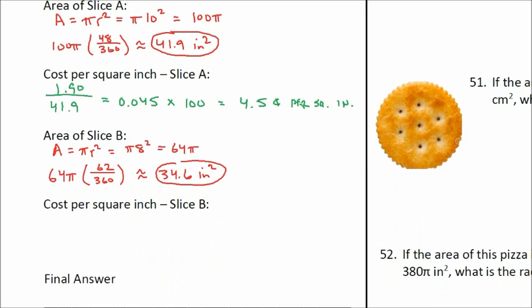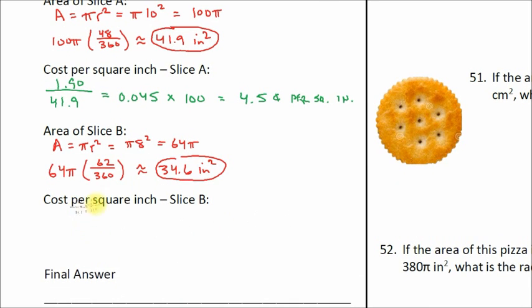Let's compare that to the same size piece for slice B. Well, slice B costs us $1.75. And slice B has a size of 34.6 square inches.